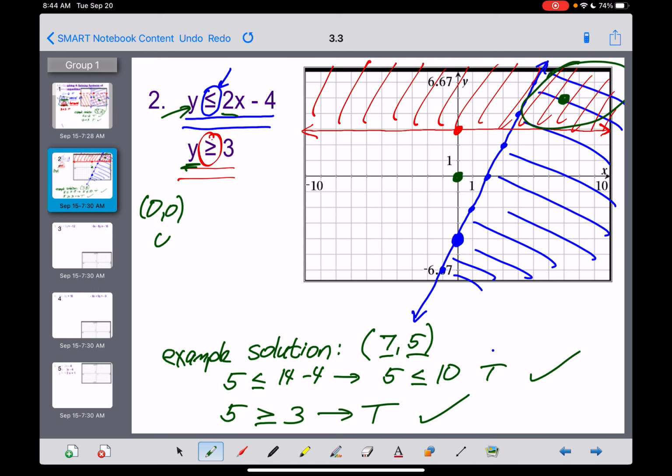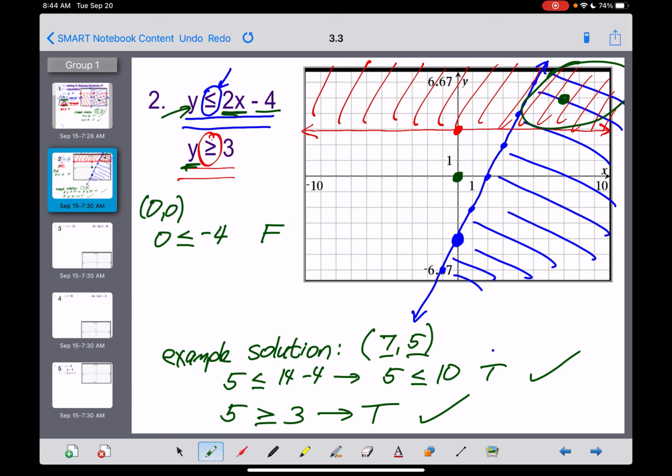Our y-coordinate is 0. Is 0 less than or equal to 2 times 0, which is 0, minus 4, which is negative 4? So let's look at that statement. 0 is less than or equal to negative 4? No, it's not. That's a false statement, which I expected because this green dot at the origin was not in the blue shaded region. Nor should it work in the red.